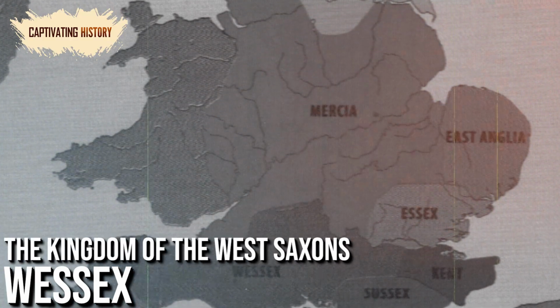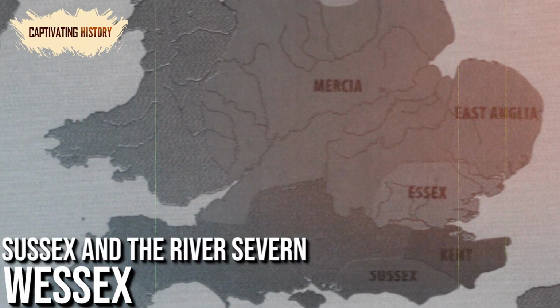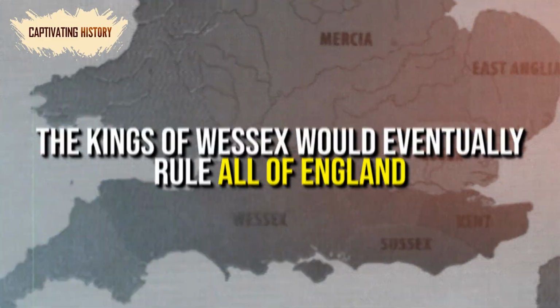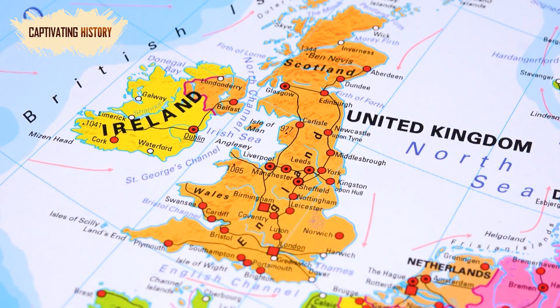Wessex was the kingdom of the West Saxons, located between Sussex and the River Severn. The kings of Wessex would eventually rule all of England, essentially creating the country as we know it today.